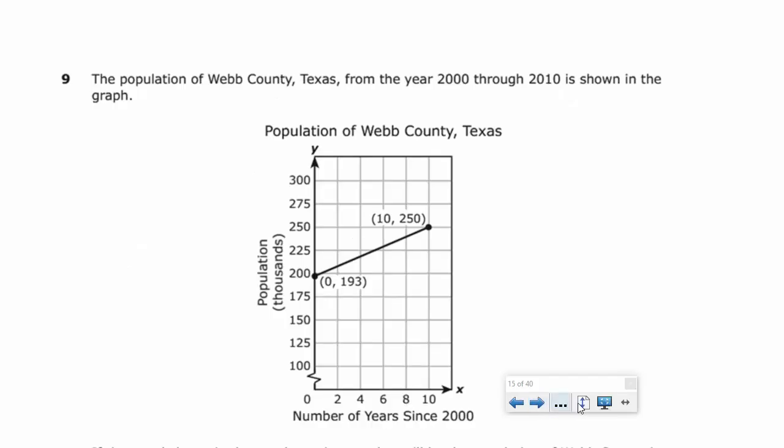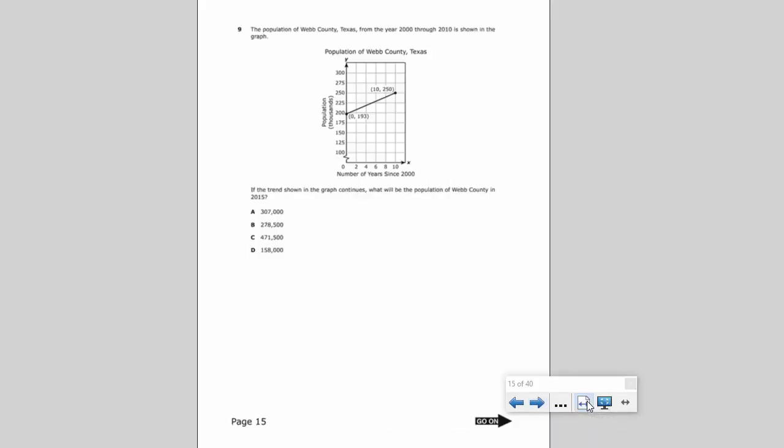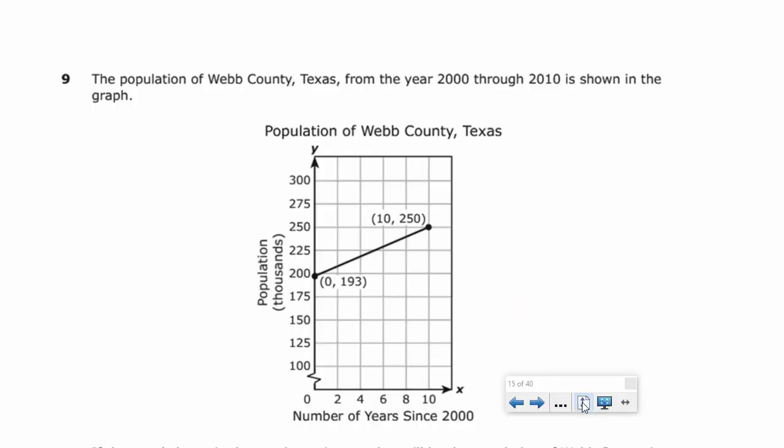All right, number 9. Let's make this wider so I can see it. All right. So this is a question here about the population of Webb County, Texas from the year 2000 to 2010. And what's happening here is the population is increasing. And this is the number of years since 2000. So 0 right here represents the year 2000. This will be 2002, 2004, 2006, and so on.